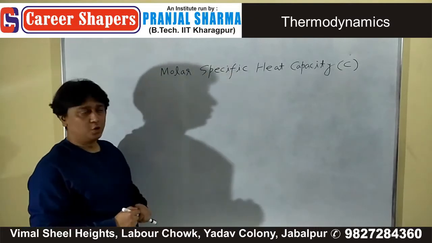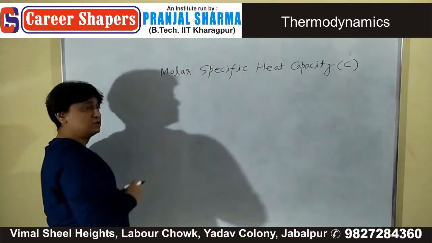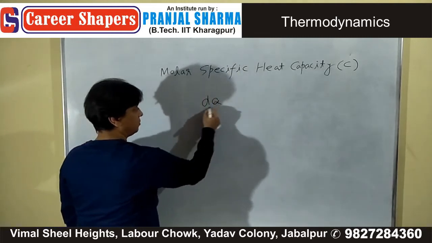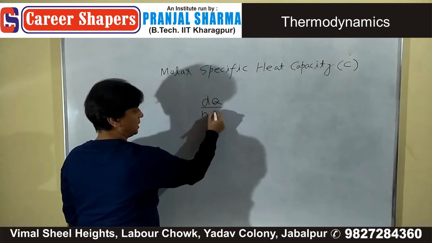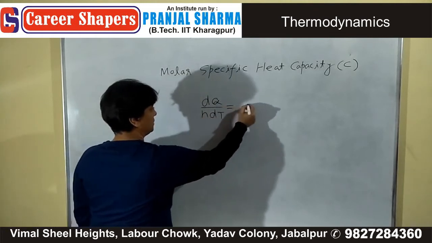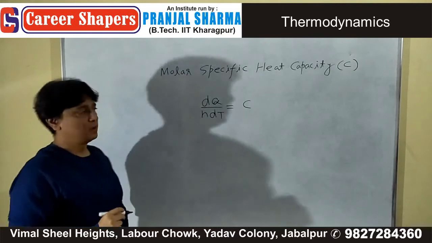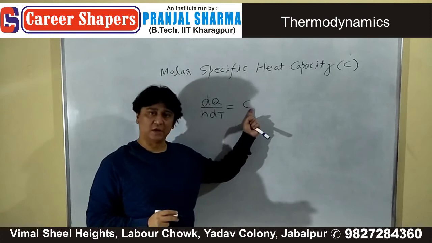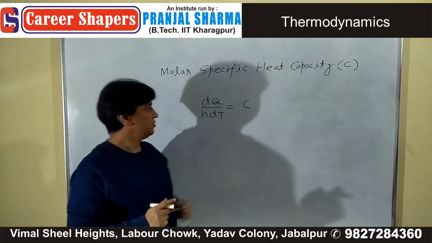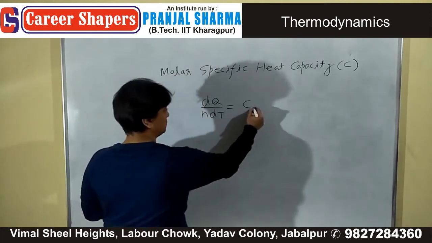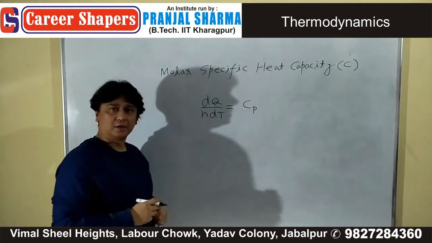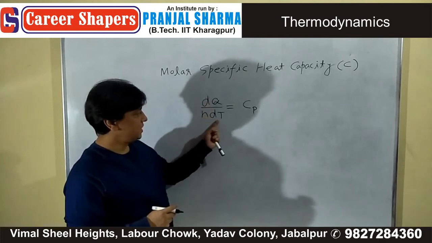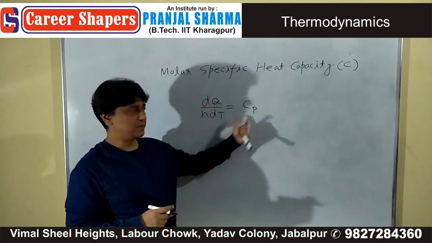Now look at molar specific heat capacity at constant pressure. dQ upon n dT, this is C. For an isochoric process, we used Cv. Volume is constant. For an isobaric process, we call it Cp. Pressure is constant. That's your dQ upon n dT, which is what, Cp.